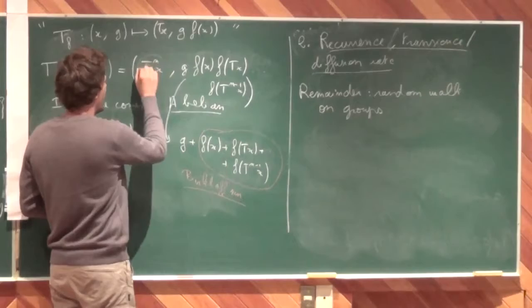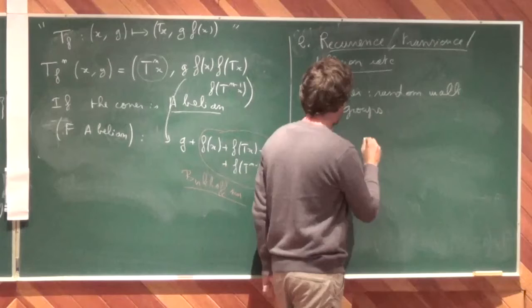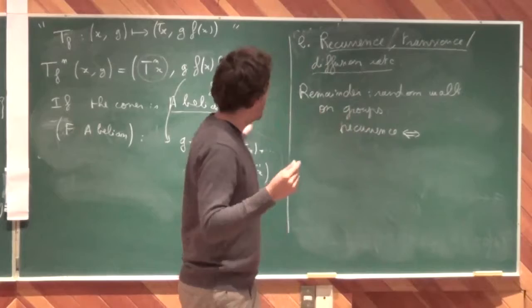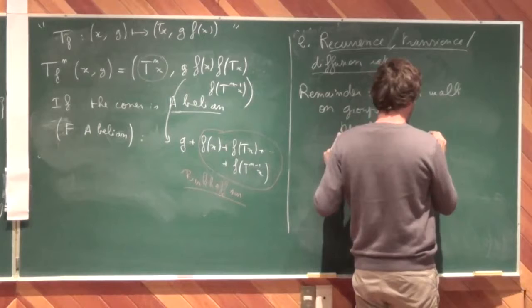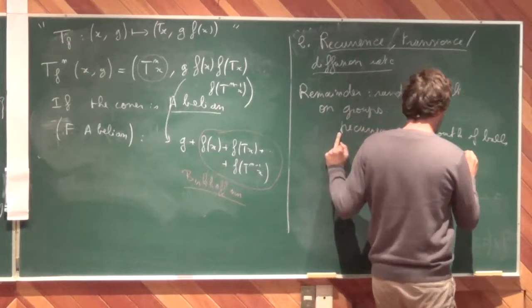If you do a random walk on a group, what we know about recurrence and transience is that recurrence is equivalent to a condition on the growth of balls. When you have a group, you have a Cayley graph, and on a Cayley graph you can measure the size of balls. This is equivalent to the growth of balls in G being less than quadratic. My group is F. Sorry, F is less than quadratic.